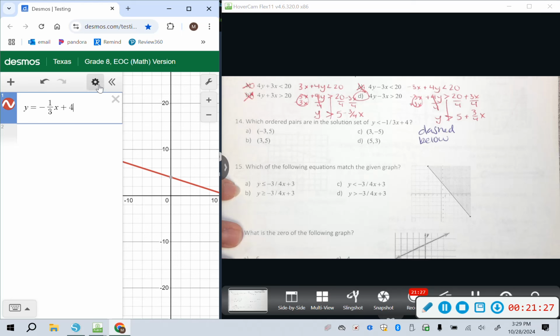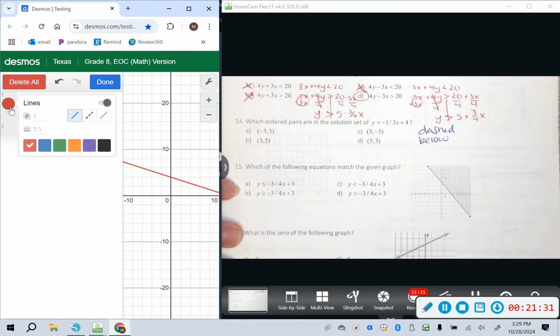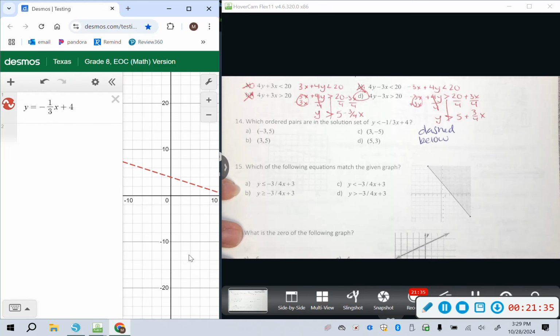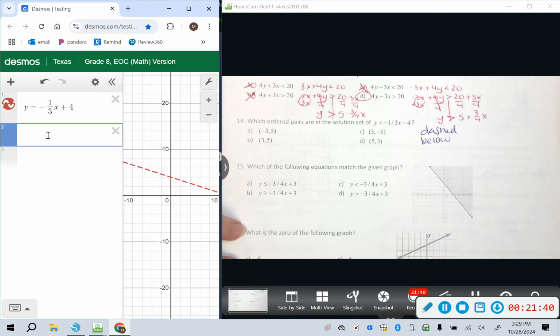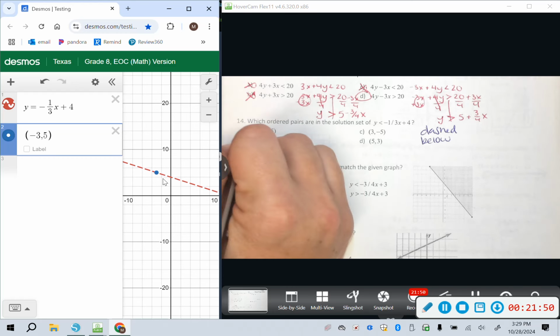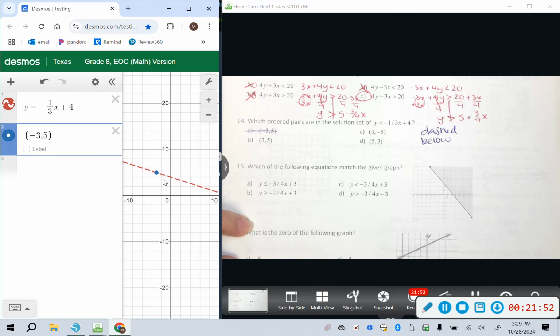So I'm going to change this by hitting the settings, hit the dot, change it to a dashed line so we don't forget. And remember, our solutions are below, not on the line, because dashed lines do not hold solutions. So I'm going to test my point, negative 3, 5. Ooh, what did I do? And that is on my line. Well, dashed lines do not hold solutions, so A is not a solution.